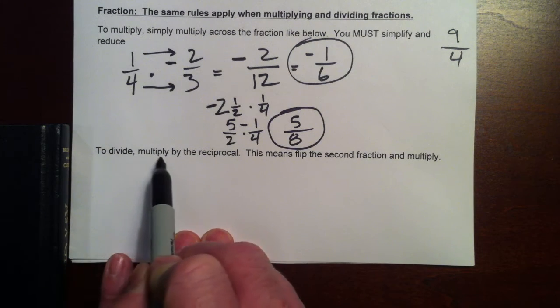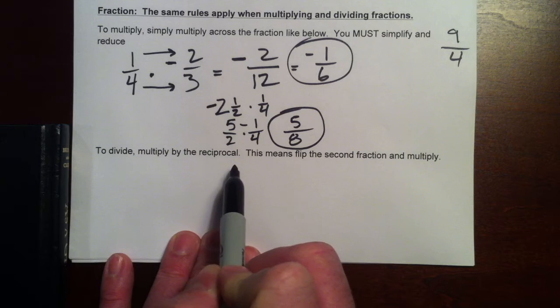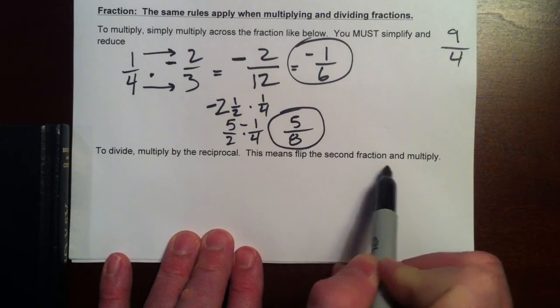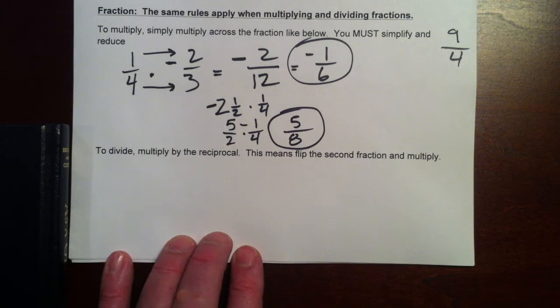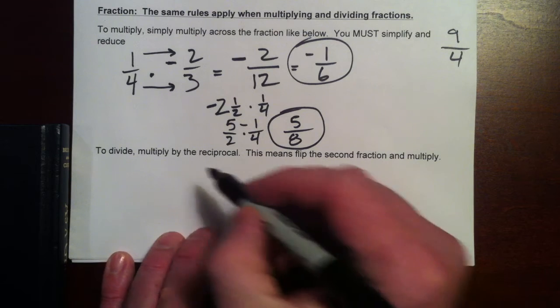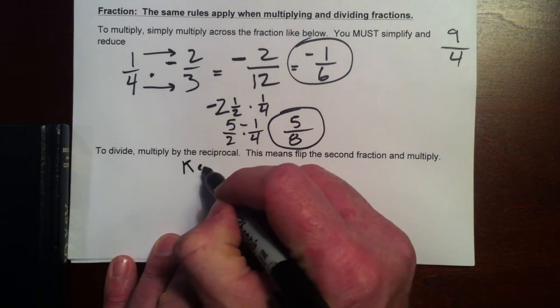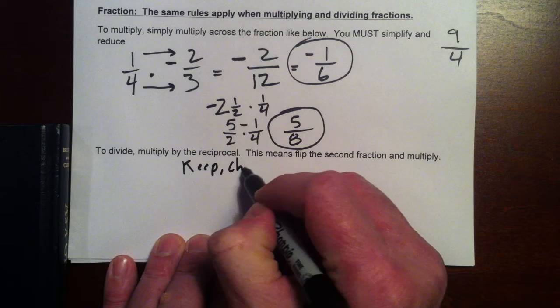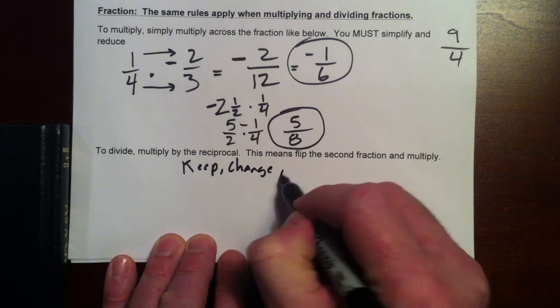Now it says to divide, multiply by the reciprocal. This means flip the second fraction and multiply. So you can remember either one of two things. You can remember that you need to flip the second fraction and then multiply, because we can't divide fractions. We have to flip and then multiply. Or you can use something called keep, change, and flip.